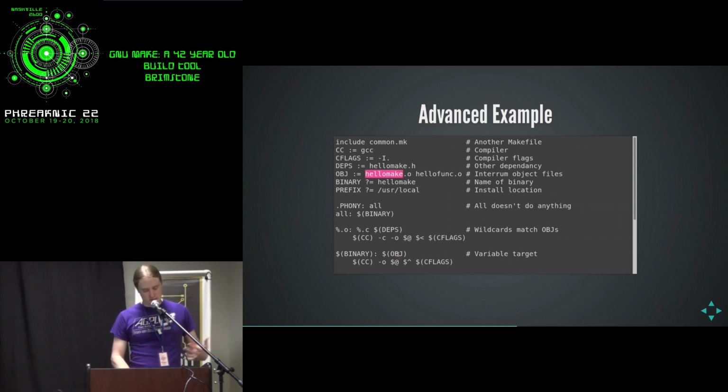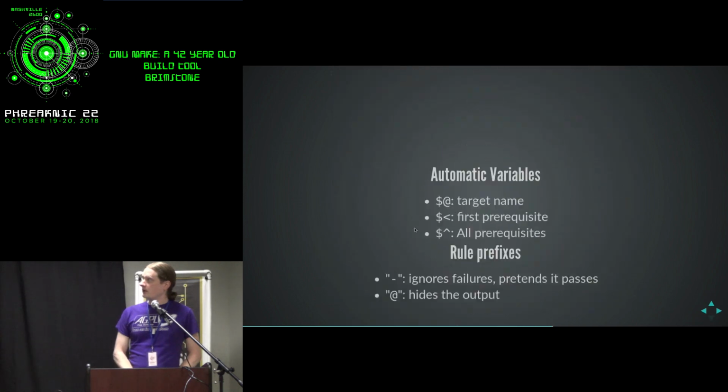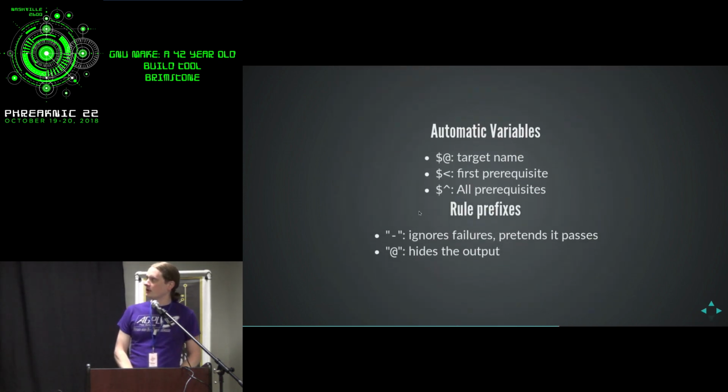So Make says in order to get to those object files, we need the second rule, which uses this wildcard character to match that for all object files. In order to compile those, I need to use my C compiler. I need to pass these flags to it. We talked about the automatic variables here. $@ is the target name. $< is the first prerequisite. And $^ is all prerequisites.